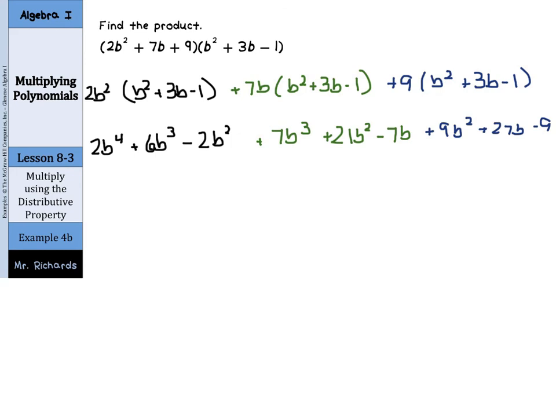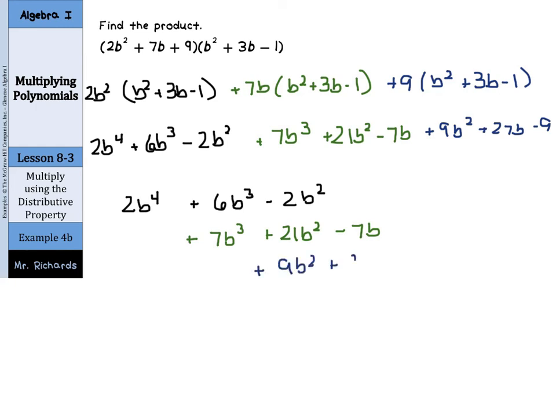Now when it gets this large, what I would suggest is using our vertical method of combining like terms. I would line up our first one, which is 2b to the 4th, and then have this in order of degree, plus 6b to the 3rd minus 2b squared. And then I would bring in our next set underneath it. So we have our plus 7b to the 3rd plus 21b squared minus 7b. And then our last one, plus 9b squared plus 27b minus 9. And we are going to be adding these.